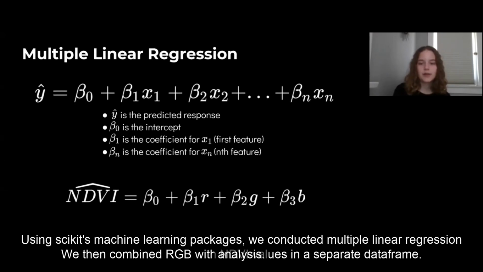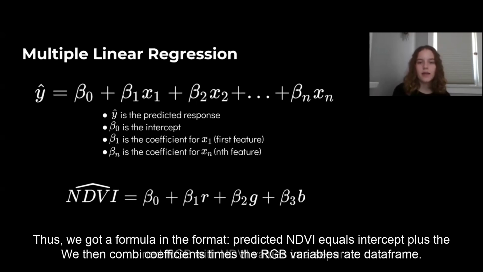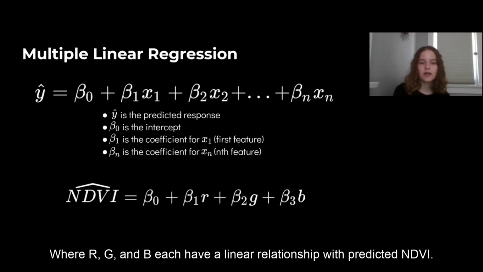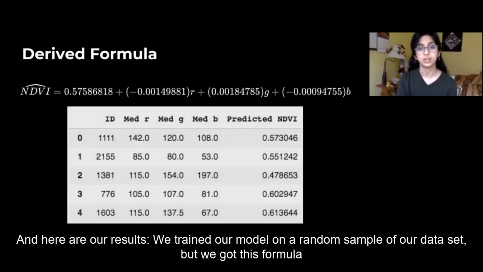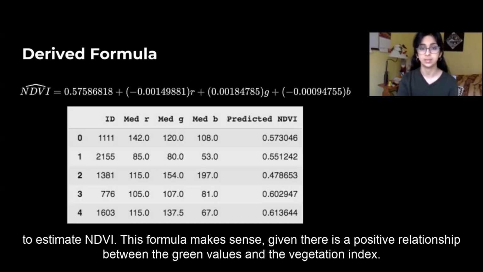Using scikit-learn's machine learning packages, we conducted multiple linear regression analysis. Thus, we got a formula in the format predicted NDVI equals intercept plus the coefficients times the RGB variables, where R, G, and B each have a linear relationship with predicted NDVI. And here are our results. We trained our model on a random sample of our dataset, where we got this formula to estimate NDVI.